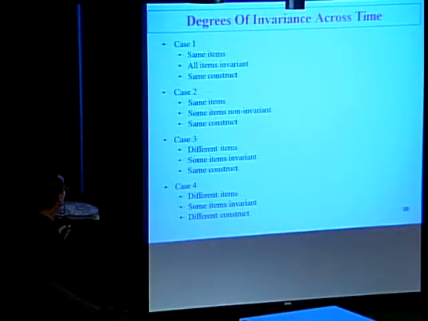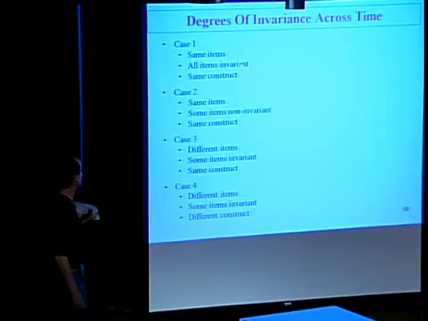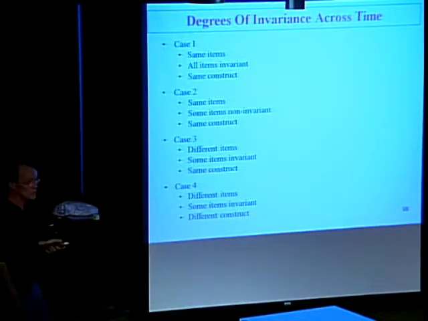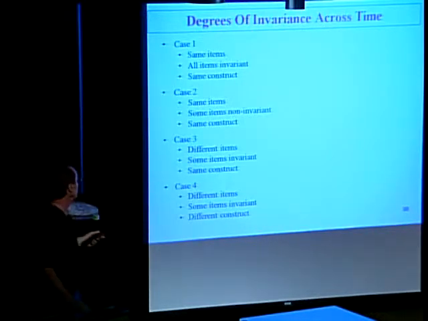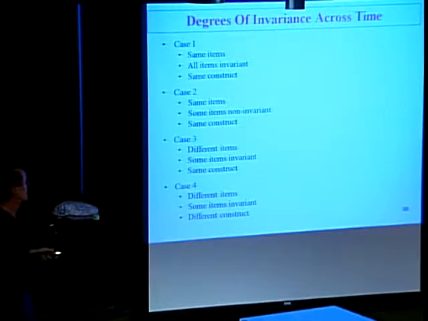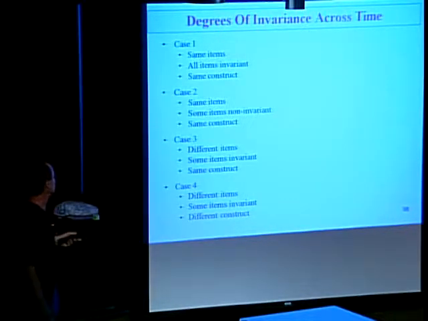In case 1, we had the same items across time, and we started off with the model of believing or hoping that all items would be invariant, in which case we certainly would be certain that we had the same construct measured at the different time points. And in the same metric as well, due to holding the item intercepts and slopes invariant.